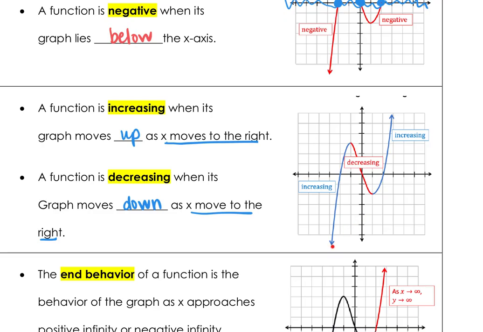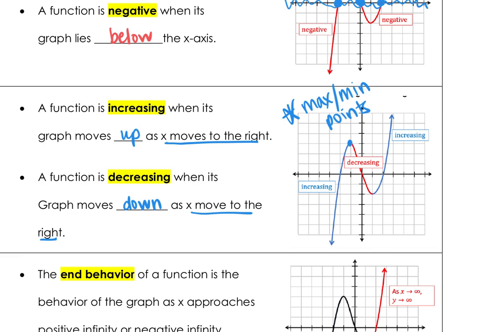So if I started at the furthest left part of my graph and I were to trace it with my finger, I would be moving up until right here, and then I'd go down until right here, and then I'd go back up. So this graph is increasing in two places and decreasing in one spot. So what you are looking for when you are describing these increasing and decreasing intervals are going to be any maximum or minimum points. So you're looking for like those mountains and those valleys. Where are their turnaround points?